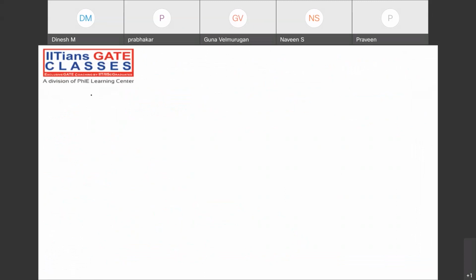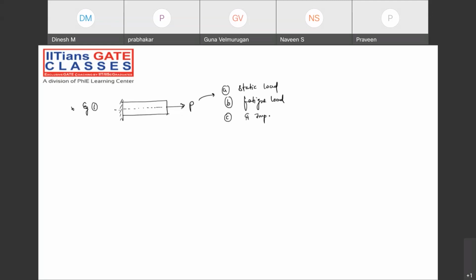Now let me ask you the question. Example number one. When I mention a loading condition like this, there is a bar. At the centroidal axis, I'm applying the load P. Tell me, which type of load is it? Option A, static load. Fatigue load. Impact load. You can say none of the above.